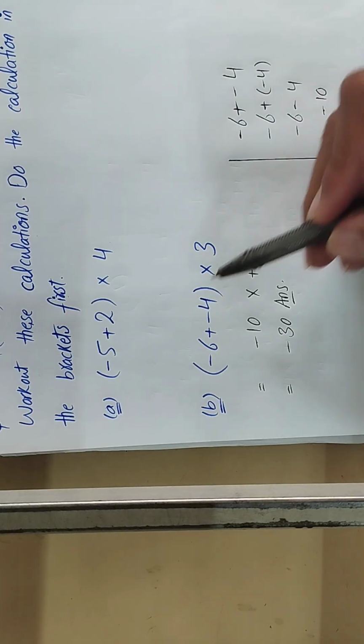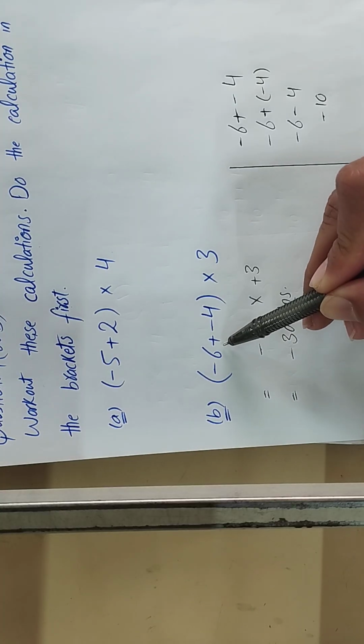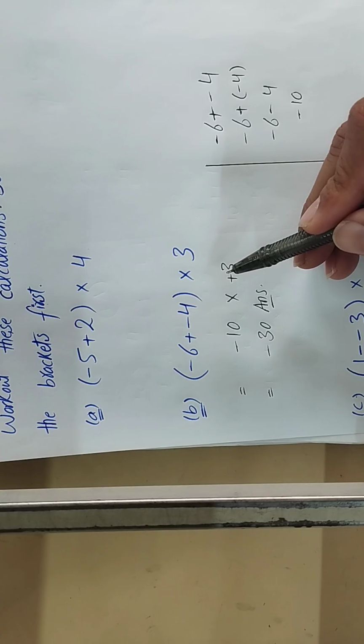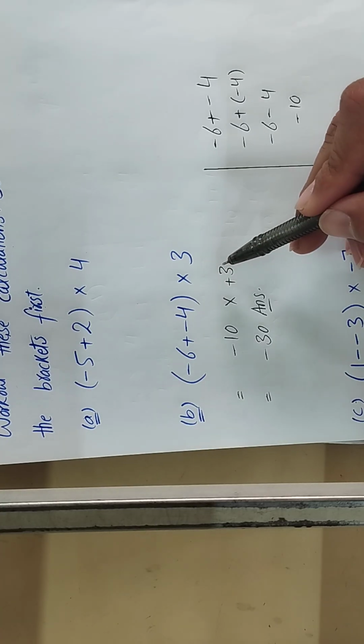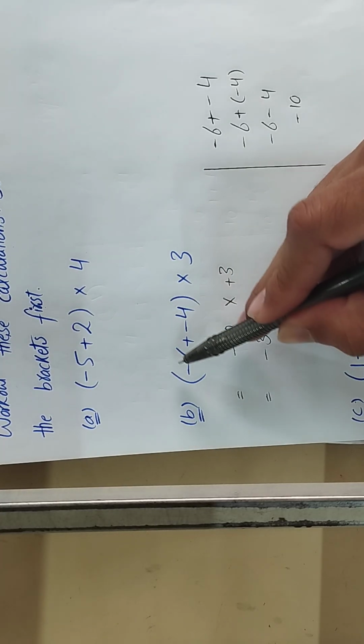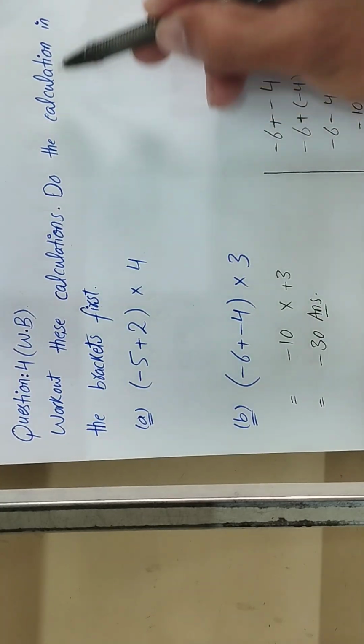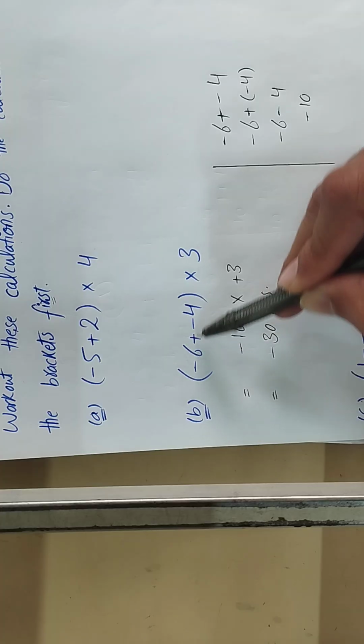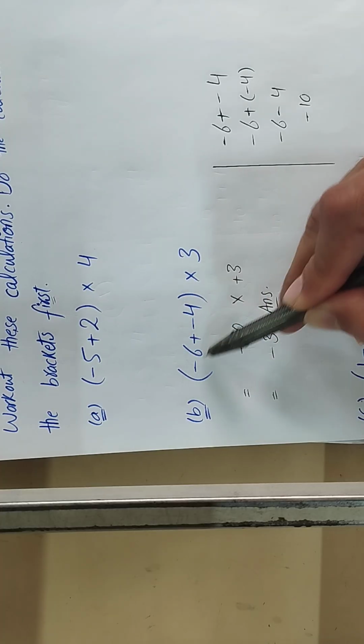Now the B part is bracket minus 6 plus minus 4, times 3. What is our first step? The first step is to do the calculation which is inside the bracket. Do the calculation in the bracket first. So first we need to do this calculation which is inside the bracket.